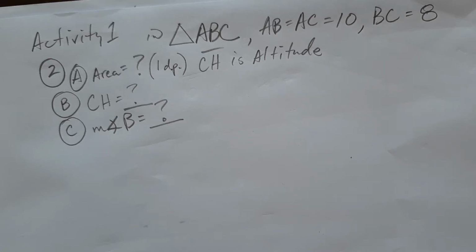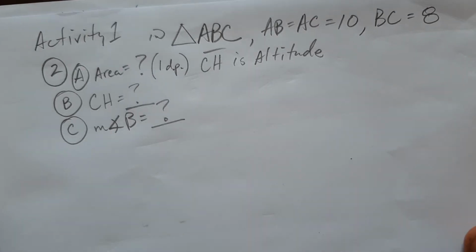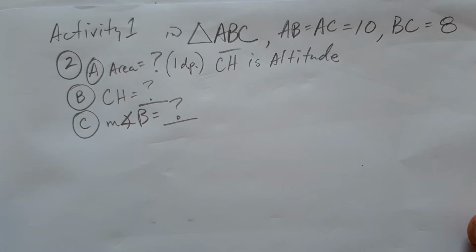Okay, number 2, here we go. Triangle ABC. First we're going to draw it. I'm sorry, first you're going to pause this, you draw it, and find your way to do it.